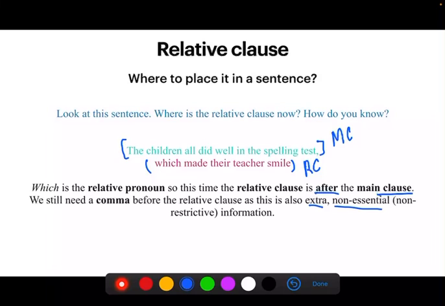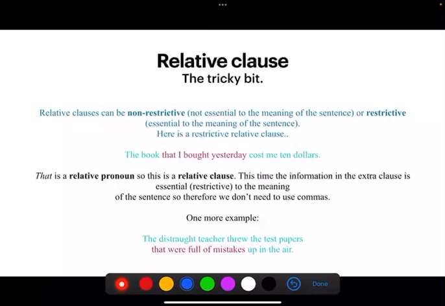But sometimes there is no need for a comma. We will look at an example for that as well. Now these are called non-restrictive. Sometimes we are adding extra information, but it's really not necessary. The meaning would be clear even without that.